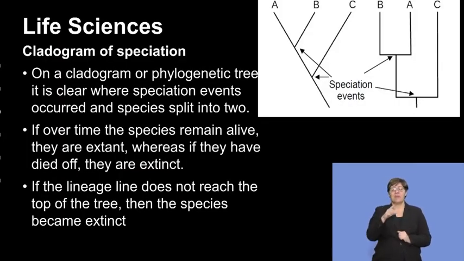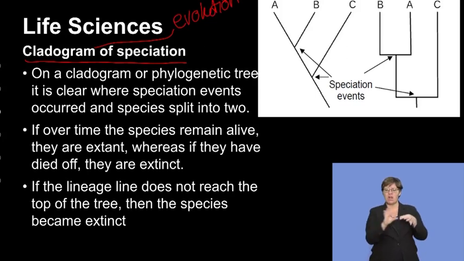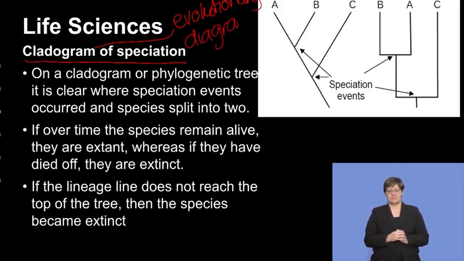Okay, so this is what we call a cladogram, and as I said earlier, a cladogram is an evolutionary diagram. What it basically does is show the relationship between different organisms. So it's an evolutionary diagram, and it shows relationships between organisms.